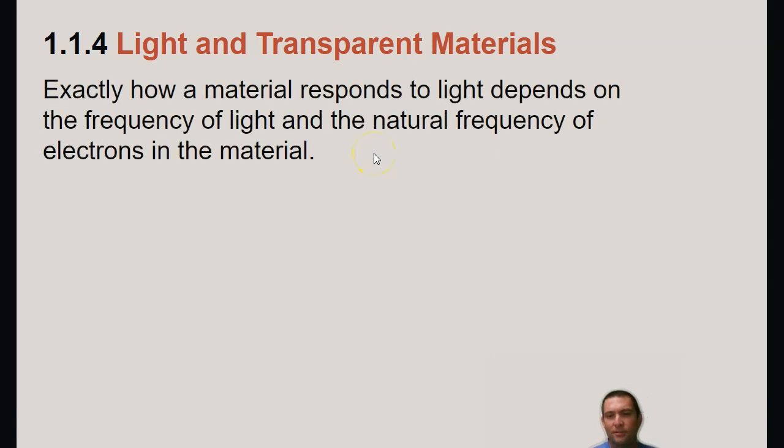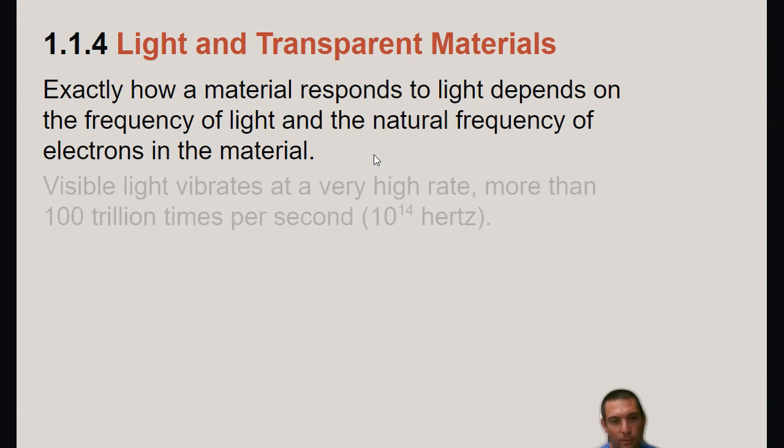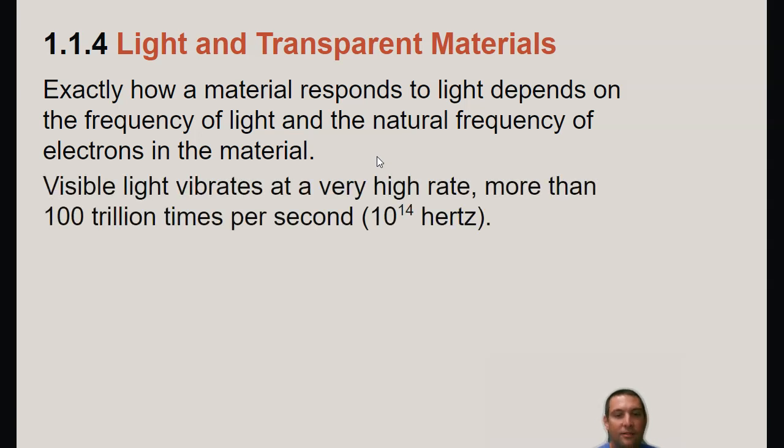Exactly how a material responds to light depends on the frequency of light and the natural frequency of electrons in the material. All objects will vibrate with a frequency that is natural to itself, the frequency that is easiest for it to begin moving back and forth. Visible light vibrates at a very high rate, more than 100 trillion times per second. That is 10^14 hertz, one with 14 zeros behind it.